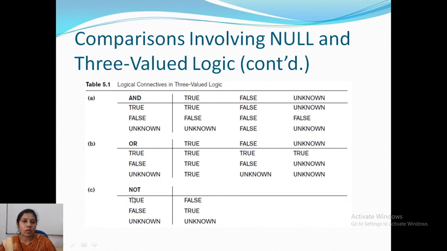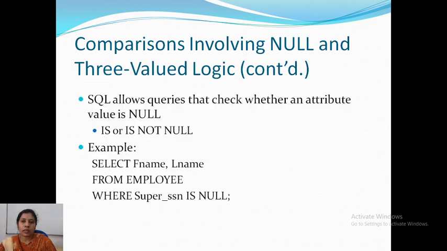And in the logical NOT operation, if it is true then you get false, and if it is false then it is true. That means you are negating it. And unknown gives you unknown. So like this we have three valued logic: true, false, and unknown. Now, how to compare an attribute that has null values, or if an attribute has a null value, how can you compare it?